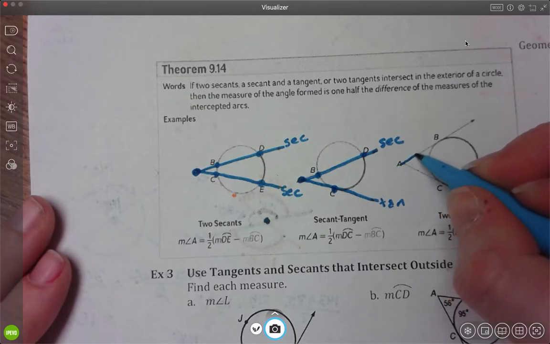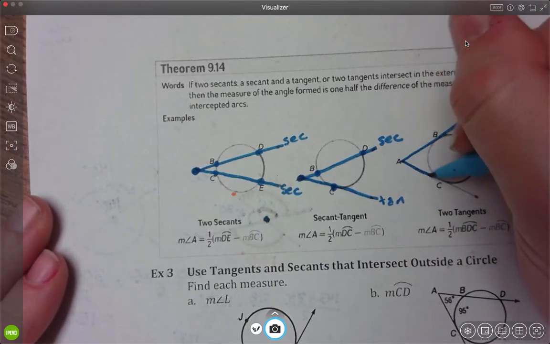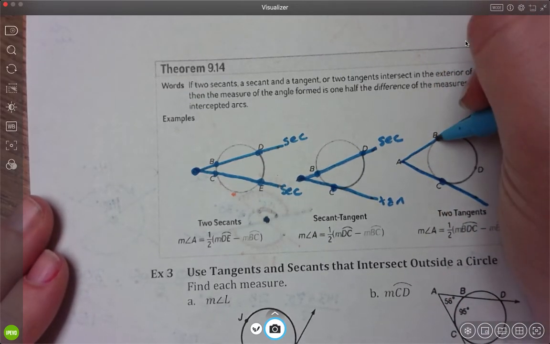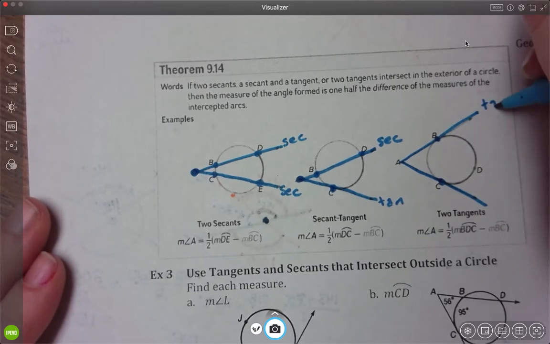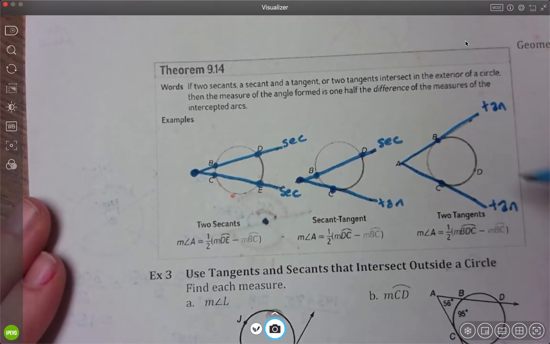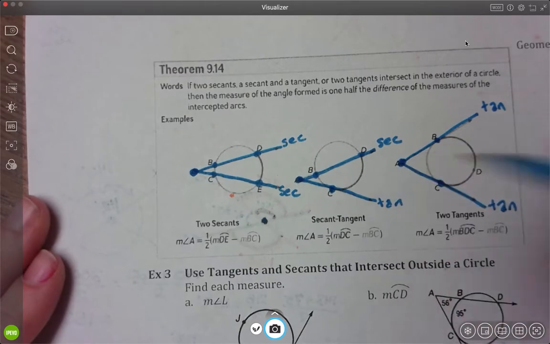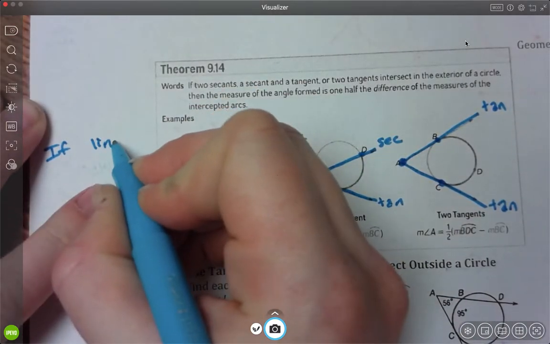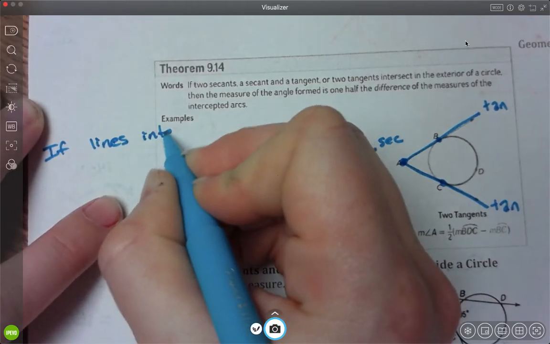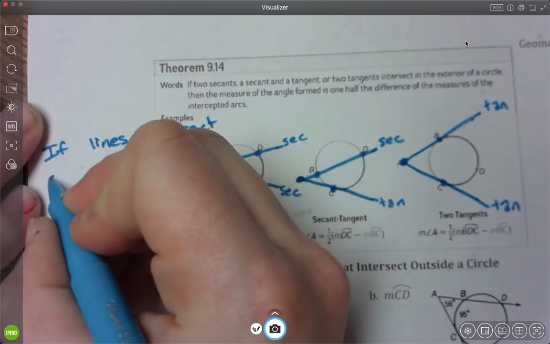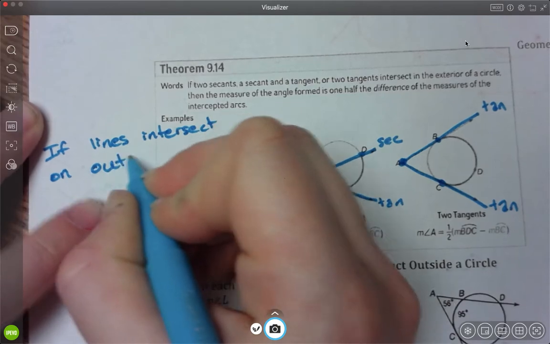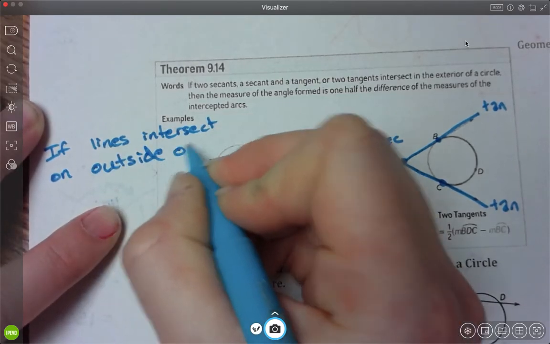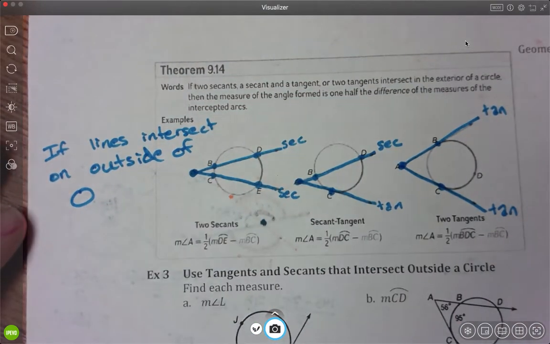Here I have two tangent lines. I have a tangent line here and a tangent line here because they're only touching the circle at 1 point. So this one's a tangent line and a tangent line, but notice they are both still connecting on the outside of the circle. So if lines intersect on the outside of the circle, here's what you do.